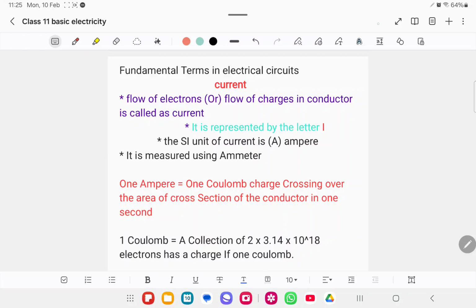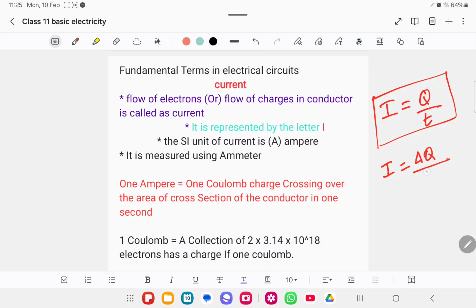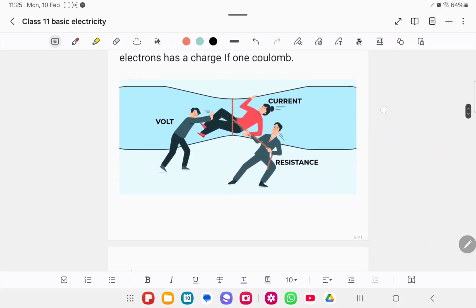And also for current we have a formula. What is that formula? I is equal to Q by T. We also write it like this: del Q by T. So changing charges produces current. The flow of charges is nothing but current. And next we are going to see what voltage is.